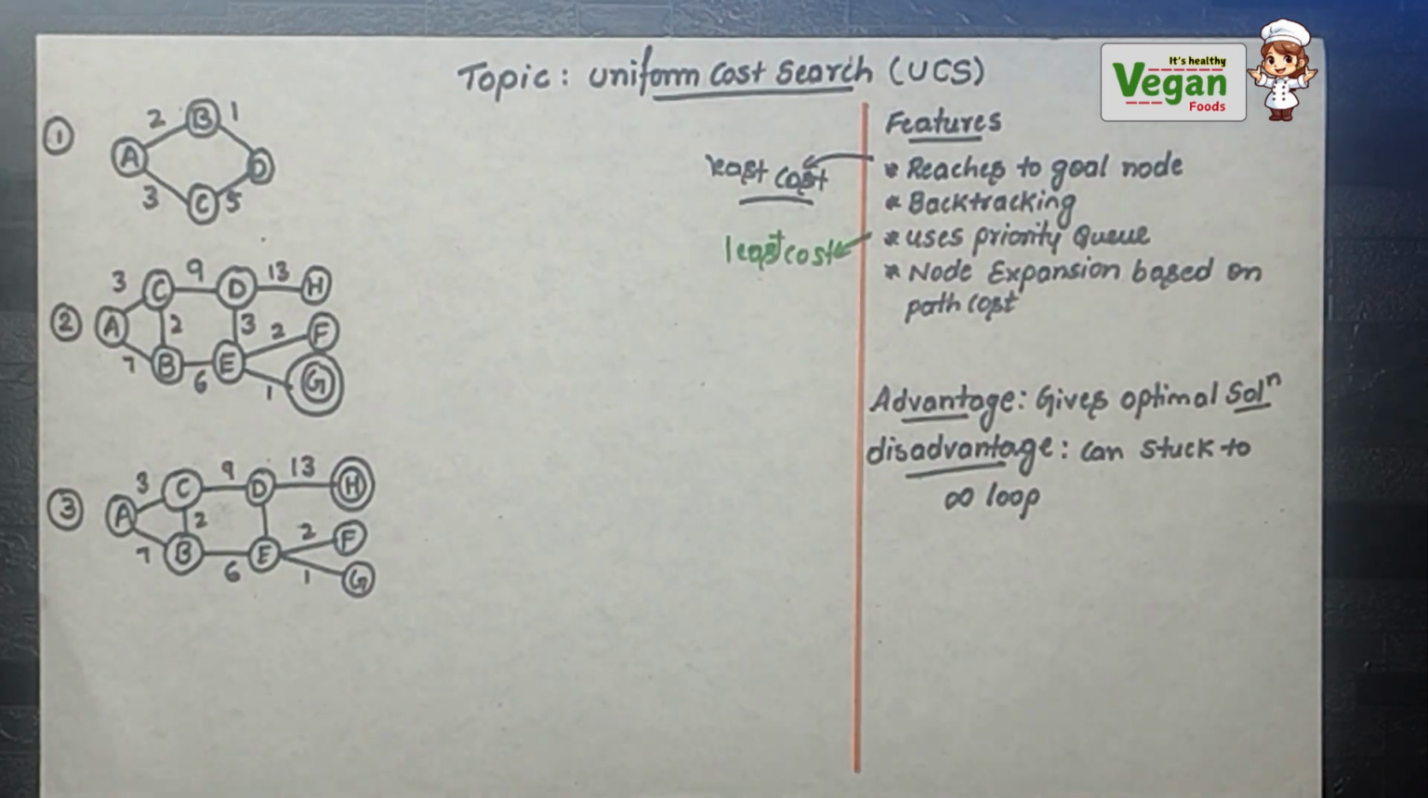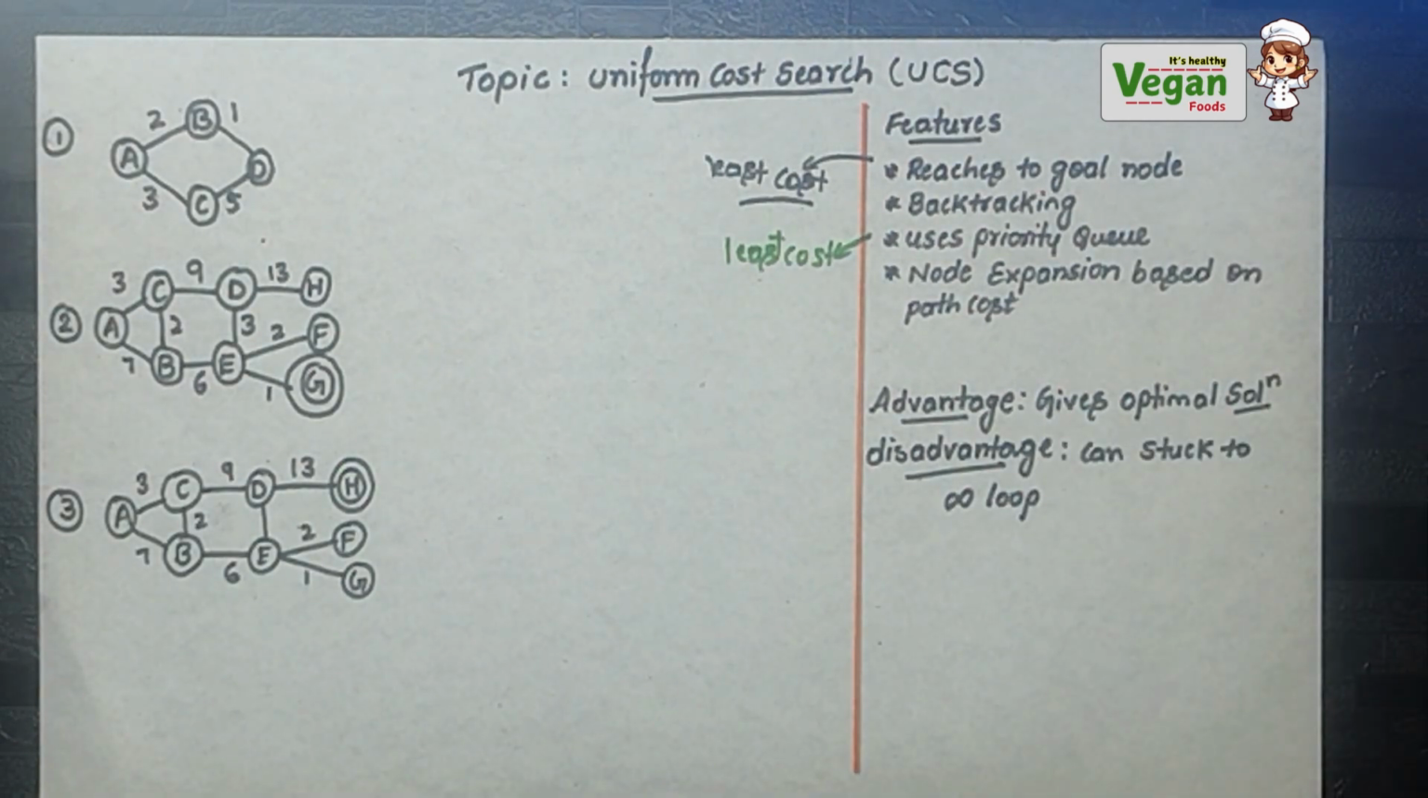The advantage is that it gives the optimal solution, that is, the least cost method. The disadvantage is that it can get stuck in an infinite loop. We will discuss when it can get stuck in an infinite loop in the later part of this video.